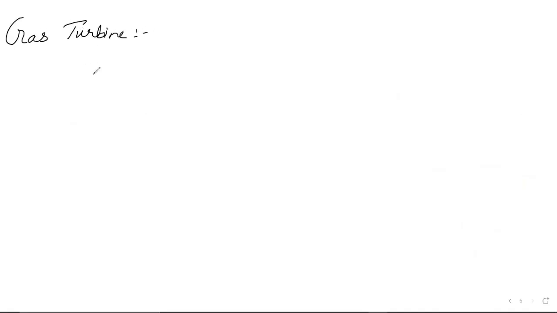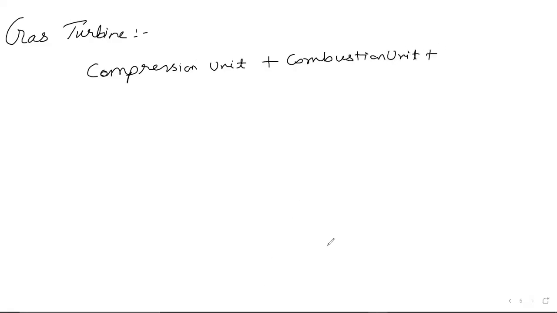Any gas turbine is basically three things: a compression unit, plus a combustion unit. This is the beauty of this course, that you are going from plus zero. Otherwise, in the crash course, we start from what is a gas turbine. We will just draw the diagram and see the compression, combustion, and expansion units.